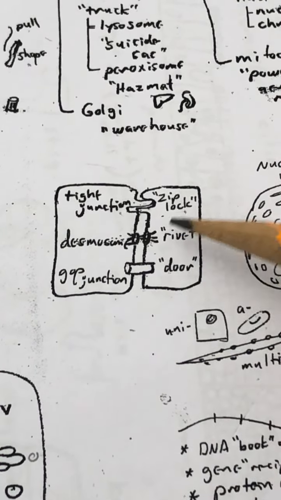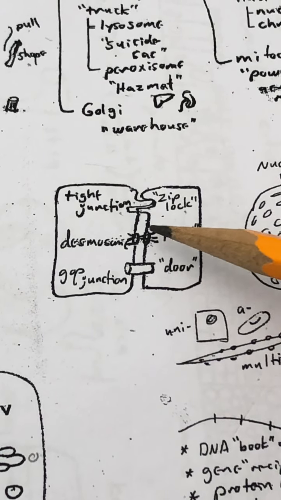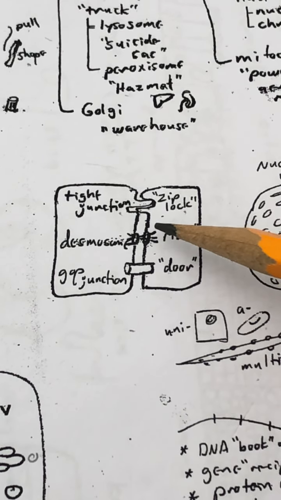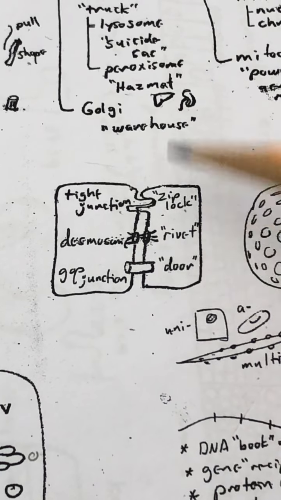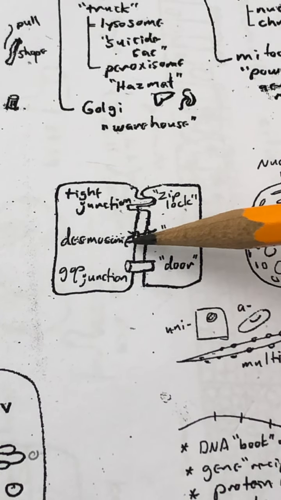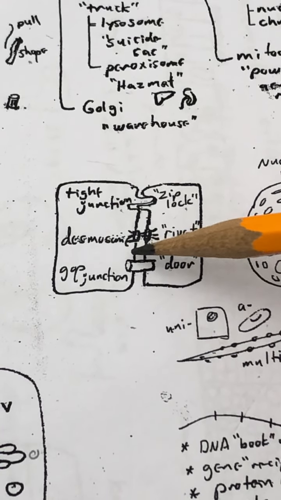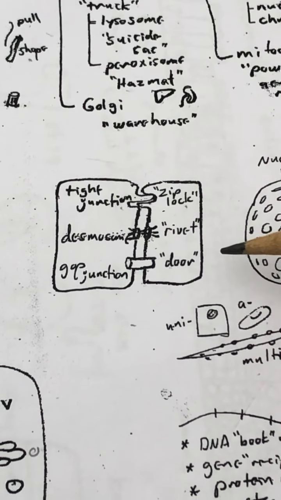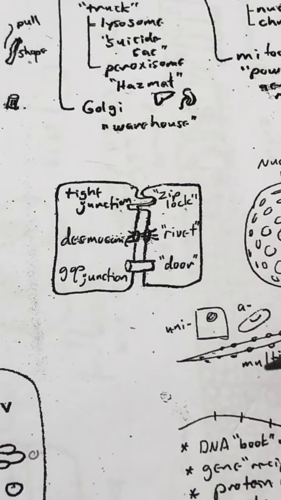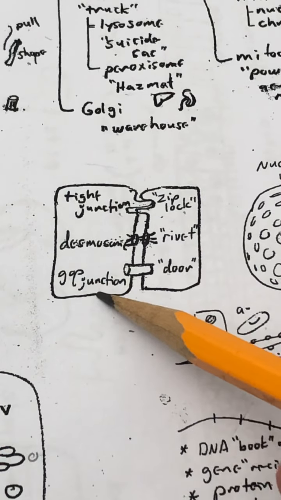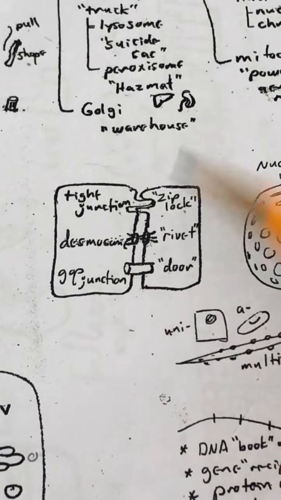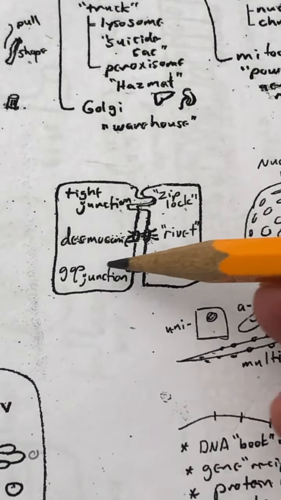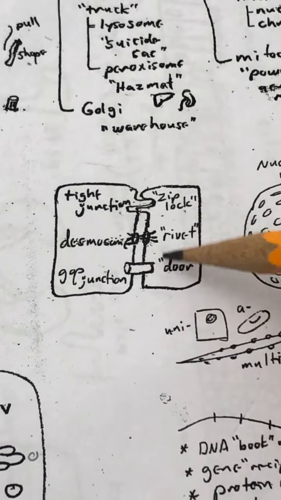You tend to find desmosomes in places where cells are being pulled apart from each other. So in cardiac muscle tissue, there's a lot of desmosomes where one cardiac muscle cell is hanging on to another cardiac muscle cell. And the last example right here of a junction would be a gap junction. The gap junction is actually a channel between the cytoplasms of two neighboring cells.